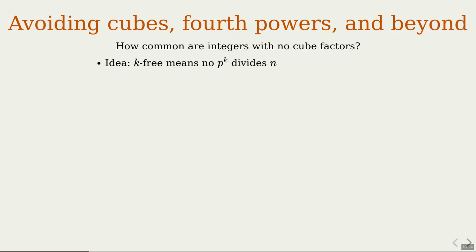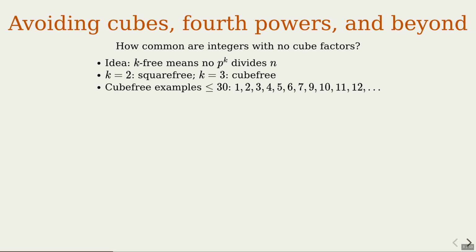We generalize by saying an integer is k-free if no prime to the kth power divides it. So the familiar square-free numbers are the case k equals 2, and cube-free numbers with no cube factors are the case k equals 3. Up to 30, we only need to remove multiples of 8 and 27, since those are the cubes in that range. So 8 and 27 drop out, but numbers like 4 or 9 are still allowed for cube-free, even though they are not square-free.